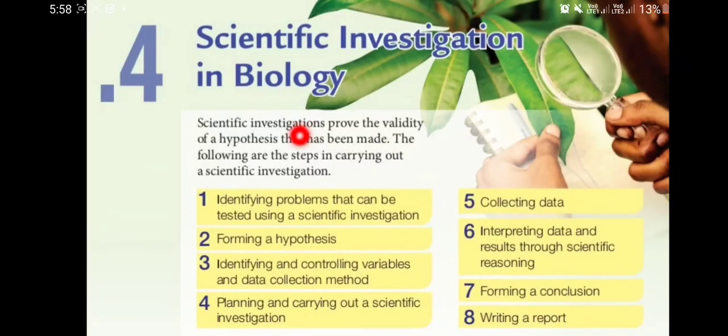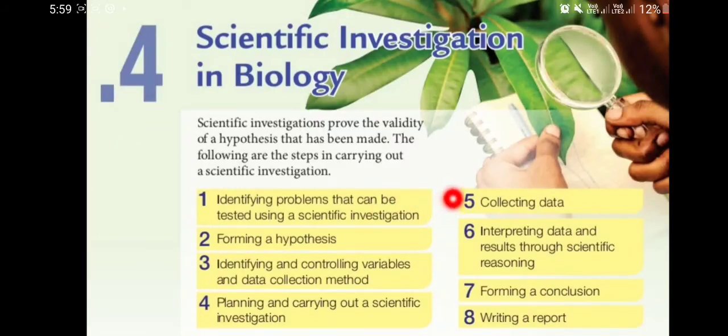Okay, akhir sekali dalam bab 1 kamu kena tahu scientific investigations in biology. So this part is very famous. Untuk scientific investigation kita ada beberapa step. The first one, identify the problem. Forming a hypothesis, identify and control variable. Okay, number 4, planning and carry out the scientific investigation, meaning carry out the experiment.